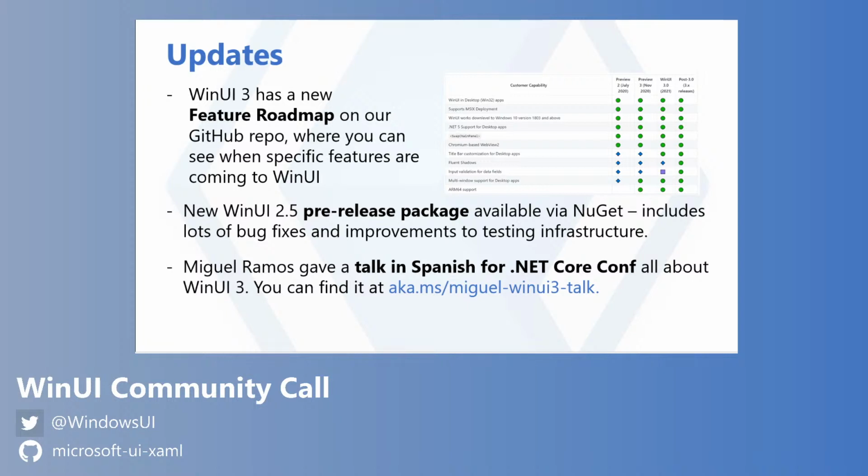There was a new WinUI 2.5 pre-release package that was released, I think, very soon after the last community call. So that included a lot of bug fixes and improvements to testing infrastructure, and I believe there will be another pre-release package out sooner rather than later, and those are available via NuGet. Another cool thing is that Miguel Ramos, who is a member of the WinUI team, actually gave a talk in Spanish for .NET Core Conf all about WinUI 3. So if you speak Spanish, definitely go give Miguel's talk a listen.